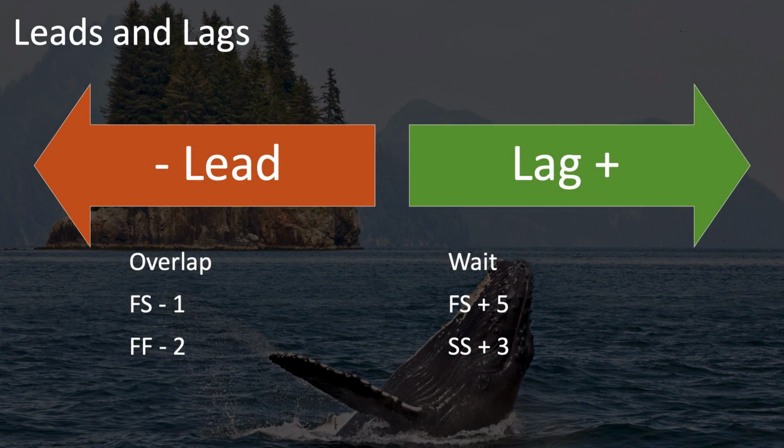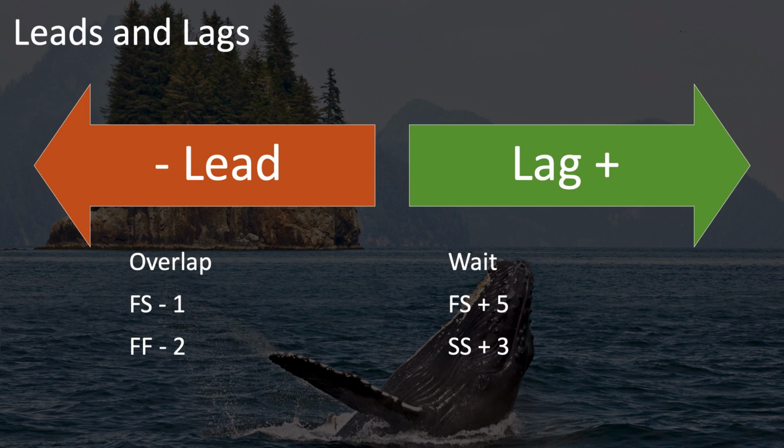It can be a little confusing to keep leads and lags straight and which are positives and which are negatives and what this all means. But to help you with this, a lead is when you're moving a task such as task B to overlap with task A, and you're moving it to the left to make it earlier in the schedule. That is a lead, and it's always negative.